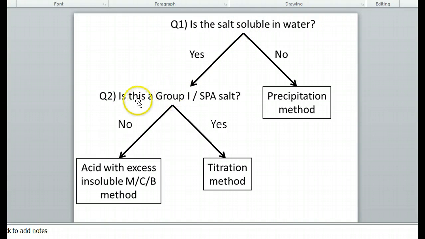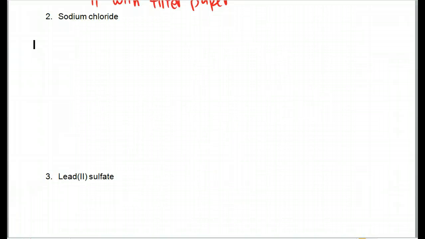Next up, we've got to ask, is this a group 1 or sparse salt? Since it is sodium chloride, definitely it's a sparse salt. So answer is yes. And therefore, we're going to use the titration method in this case here.